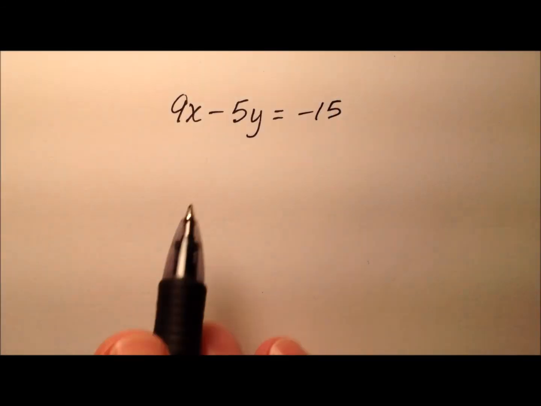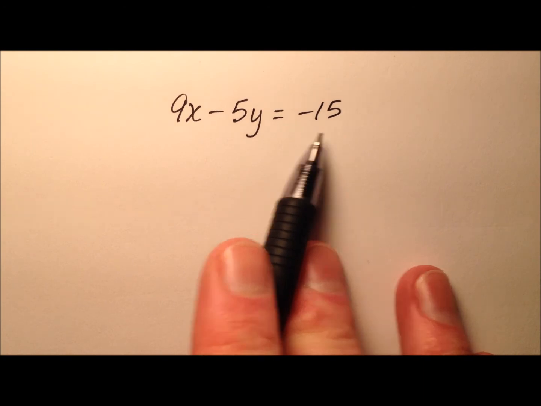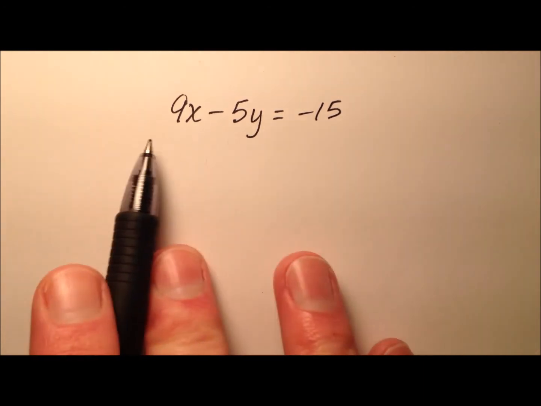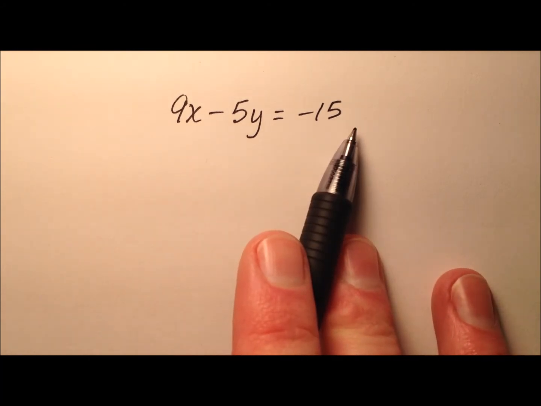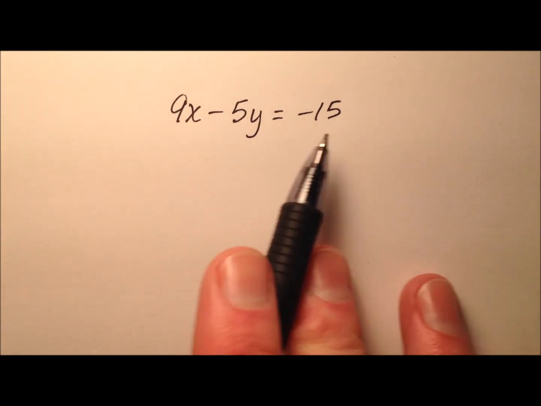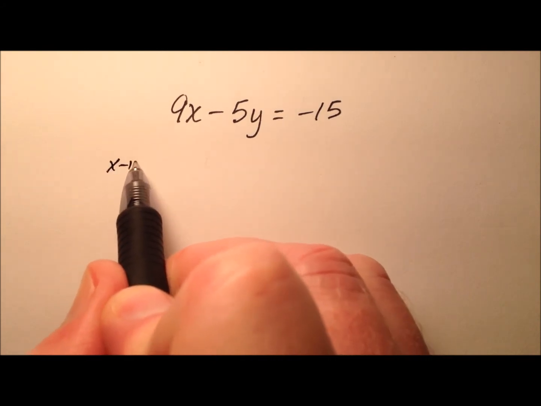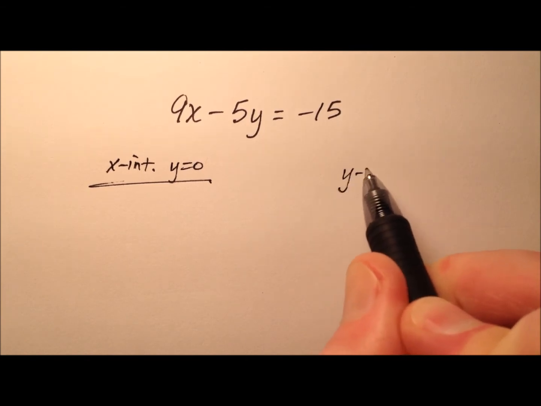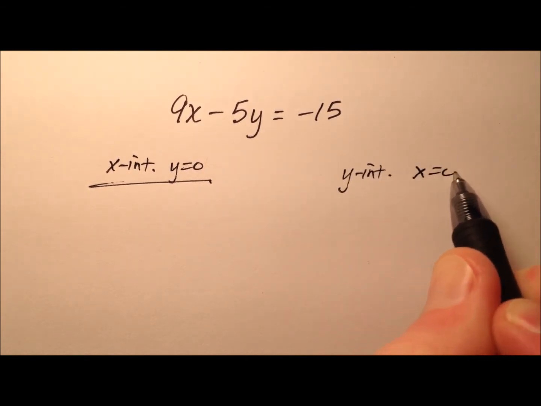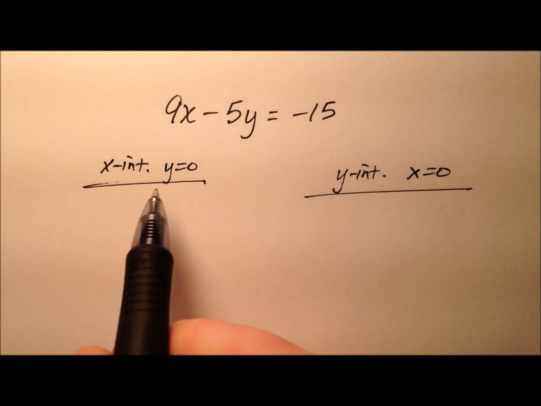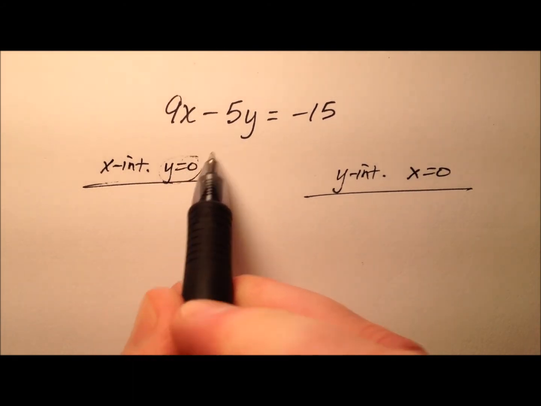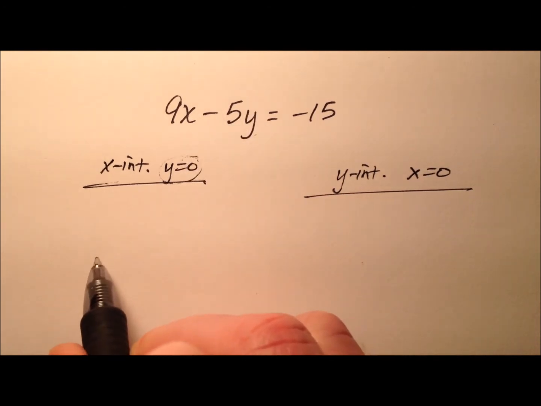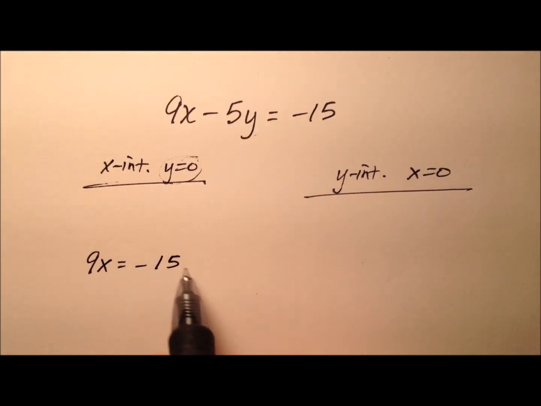In our third example, we're given a linear equation in standard form, 9x minus 5y equals negative 15. And probably standard form is the easiest form to work with when finding intercepts. Okay, so remember the x-intercept will be found when y equals 0, and the y-intercept will be found when x equals 0. Well, if y equals 0, then this middle term here will actually just zero out. So what I'll have is 9x equals negative 15.